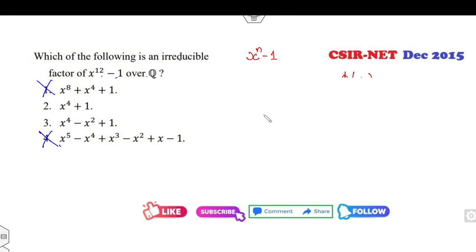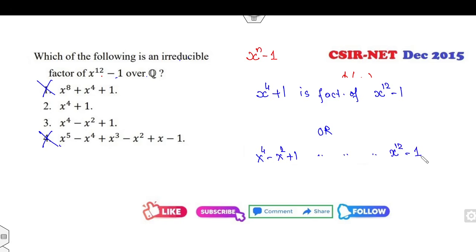Now out of these two options, x^4 plus 1 is a factor of x raised to power 12 minus 1, or x^4 minus x squared plus 1 is a factor of x raised to power 12 minus 1. That's the only thing. Because if this is a factor, then it is not irreducible. How can you check that? It's very simple.